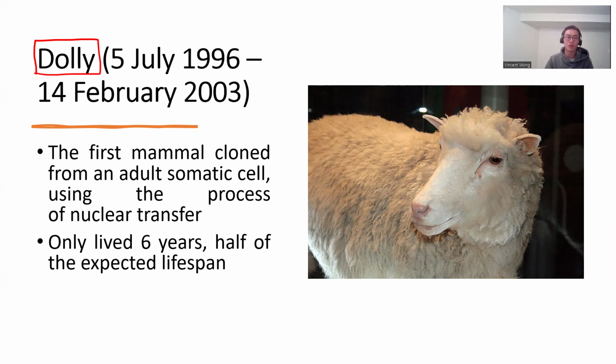For those of you who don't know, Dolly was the first mammal that was cloned from an adult somatic cell using a process called nuclear transfer, but it only lived 6 years, half of the expected lifespan of a regular sheep. Okay, so how does it work?